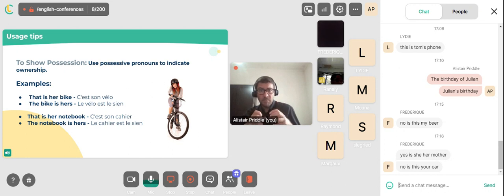So that is her bike. This uses the possessive adjective. The bike is hers. This uses the possessive pronoun. That is her notebook. This uses the possessive adjective her. The notebook is hers. This uses the possessive pronoun. So in terms of word order, the possessive adjective comes before the possessed noun, whereas the possessive pronoun comes after the possessed noun.